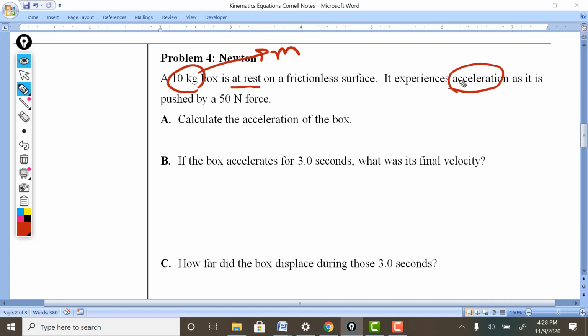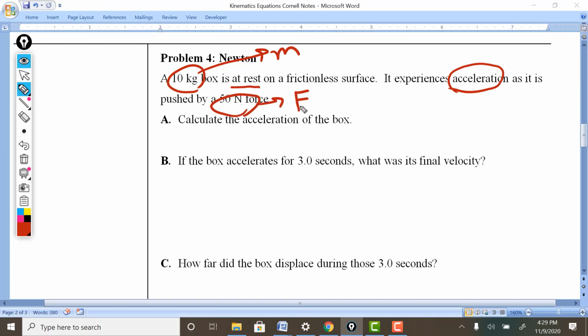In case I didn't make this memo earlier, the three kinematics equations are equations that we only use if acceleration is happening. So make sure you put that in your notes somewhere: we only use the three kinematics equations when acceleration is happening. If acceleration is not happening, we don't use these equations. We go back to the easy stuff when we did motion diagrams.